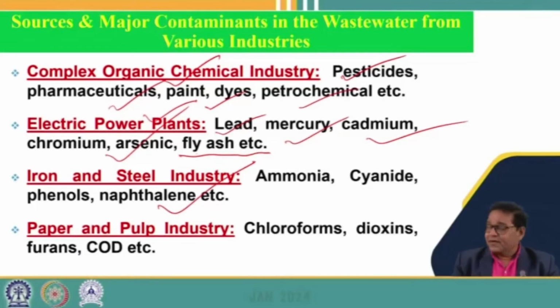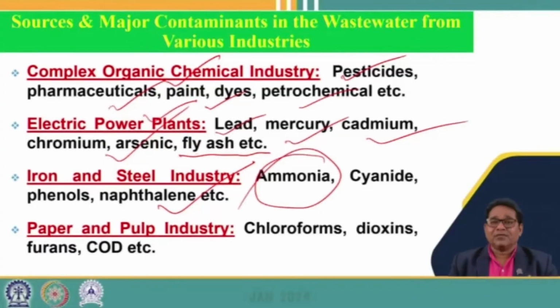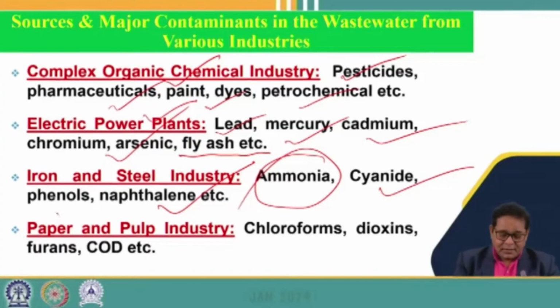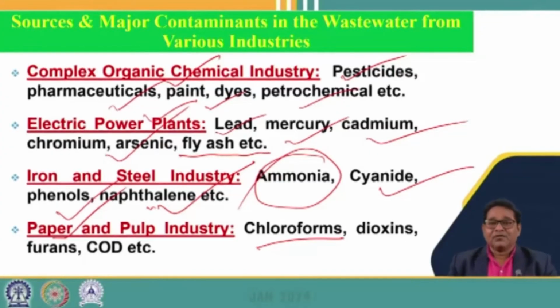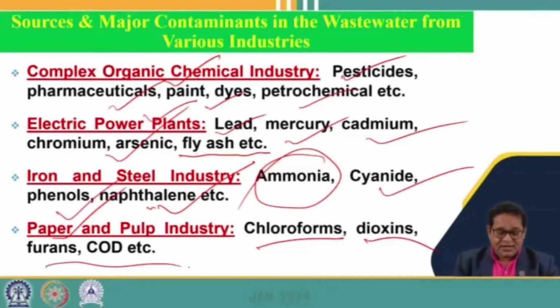And then if we talk about the iron and steel industries, they have a lot of ammonia, cyanide, phenol, and naphthalene. So there are many toxic pollutants generated from iron and steel industries. Similarly, if we see the pulp and paper industries, they may have chloroform, dioxins, furans, and many others, apart from other organic matter.